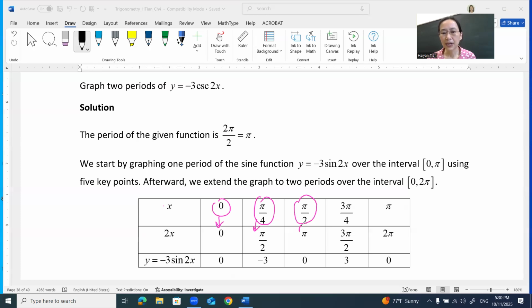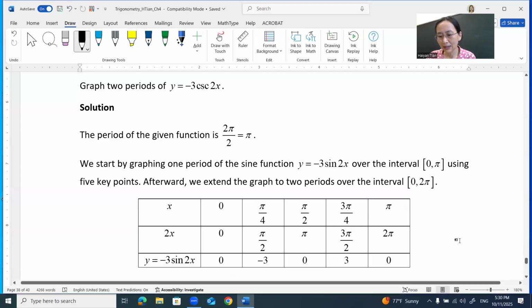When t is pi, then x is half of pi. When t is 2 pi, then x is half of 2 pi. So we get the x. For each x, we get a y value, right? We get 5 points. So this is a quick review of one period of the sine curve, how to quickly sketch it using 5 key points. So let's get that first.